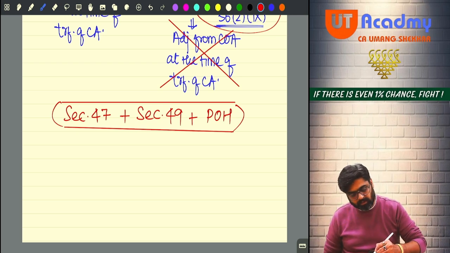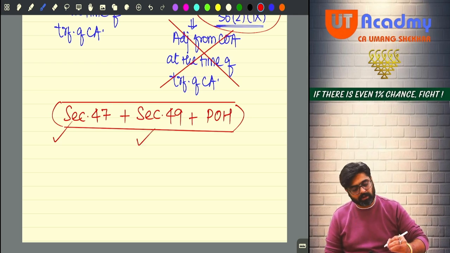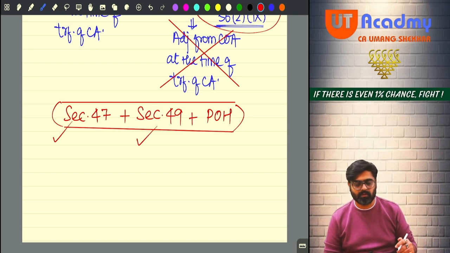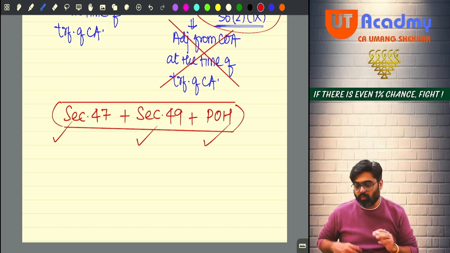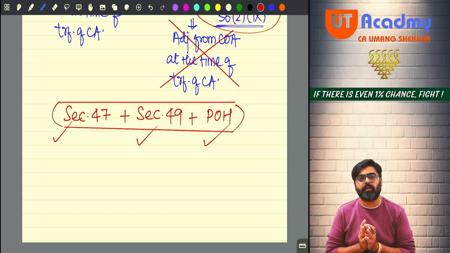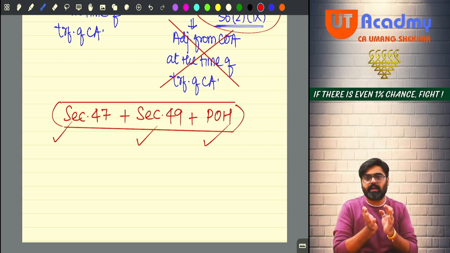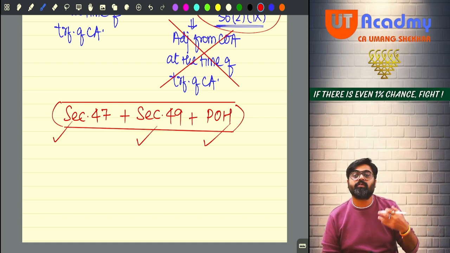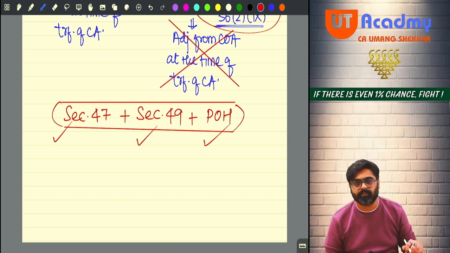Section 47 will talk about exempt transfers. Section 49 will talk about deemed cost of acquisition, and period of holding in that particular scenario. One transaction will be seen from the point of view of two persons: the person transferring that asset, making an exempt transfer, and the person who is getting that asset as a result of that exempt transfer. Yes or no?